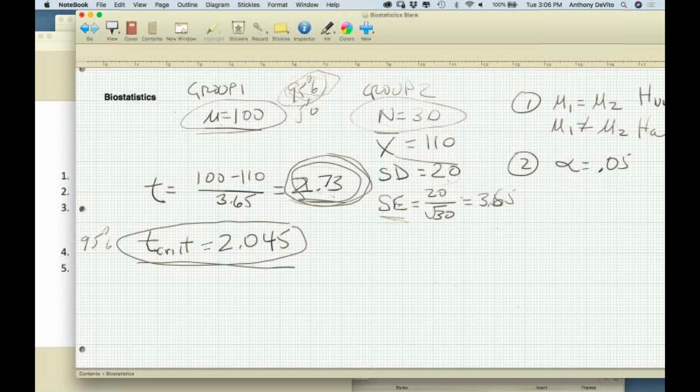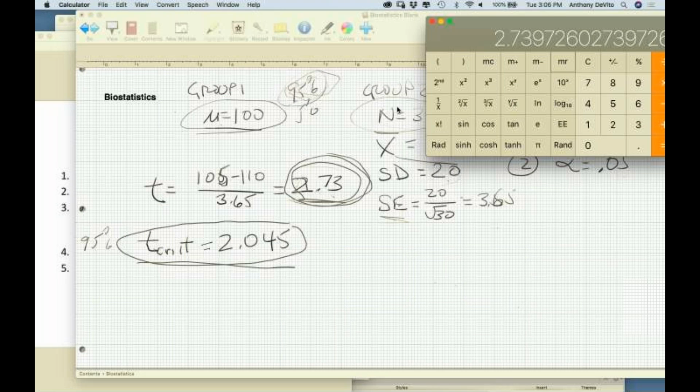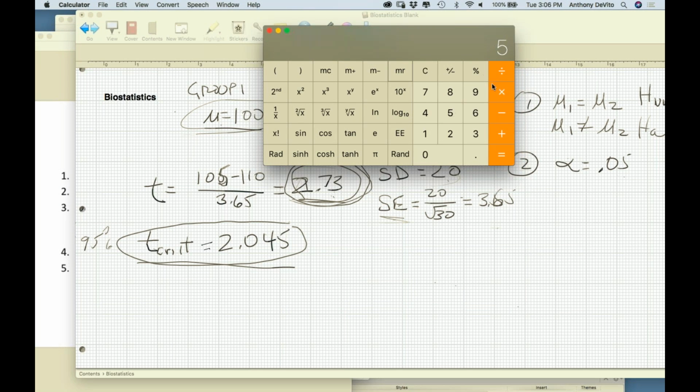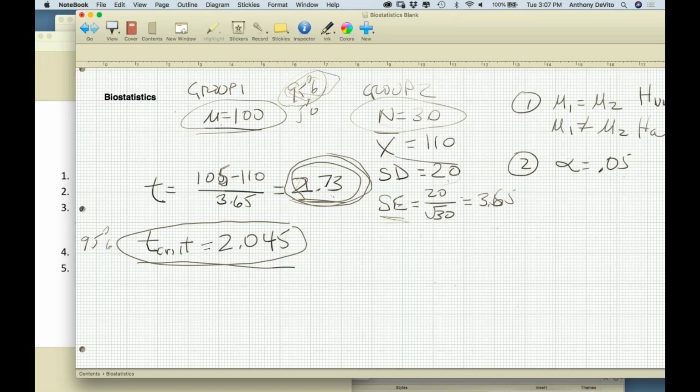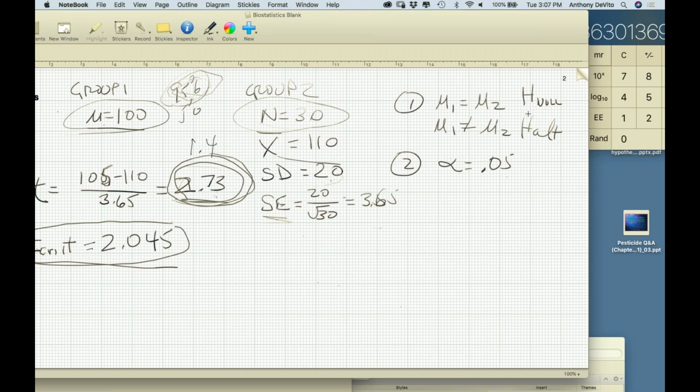But let's say that instead of group 1 being 100, group 1 was equal to 105. That would be 5 over 3.65. Our calculation for t would be 5 divided by 3.65. How many standard errors apart are they? Well, approximately 1.4. This comes out to be 1.4 now. Can I reject my null hypothesis? No, because I haven't exceeded the critical value of t for me to have 95% certainty, less than a 5% chance of being wrong, if I were to say the two population means are different.